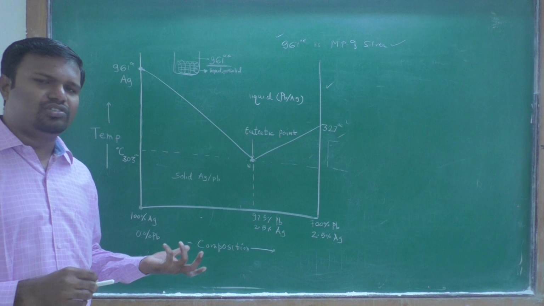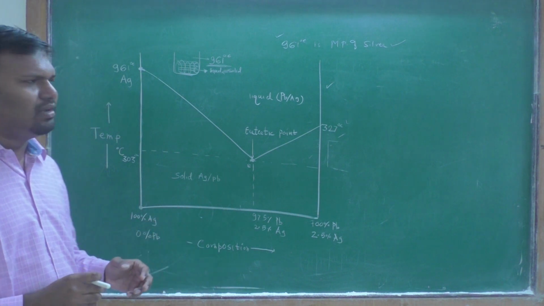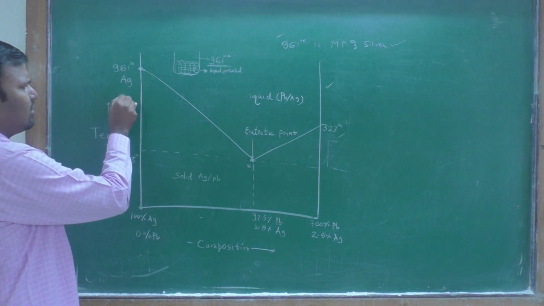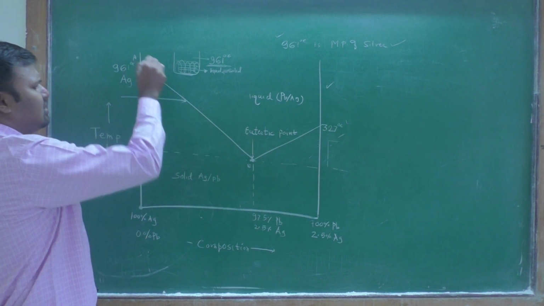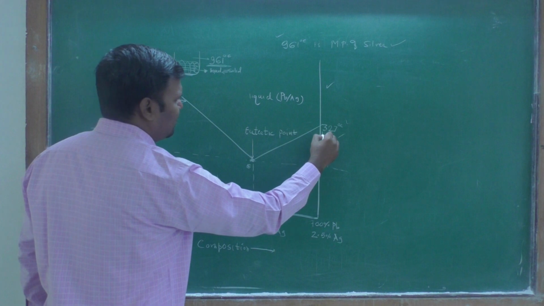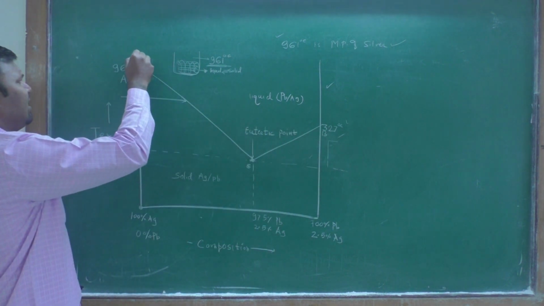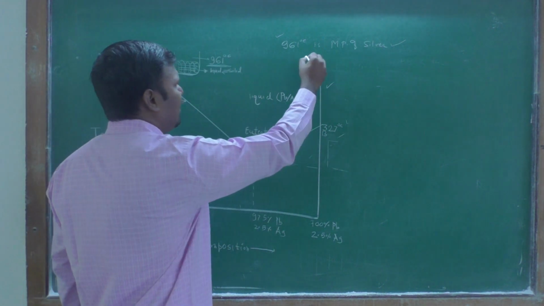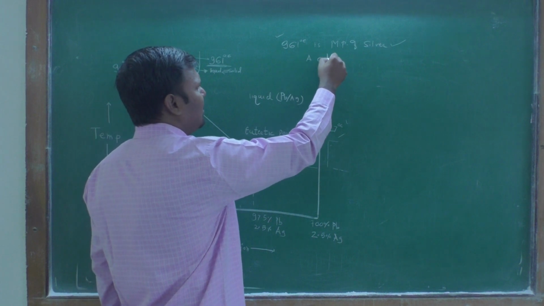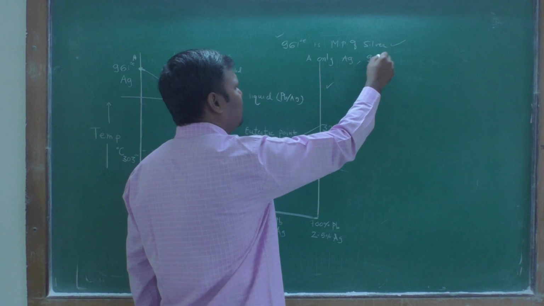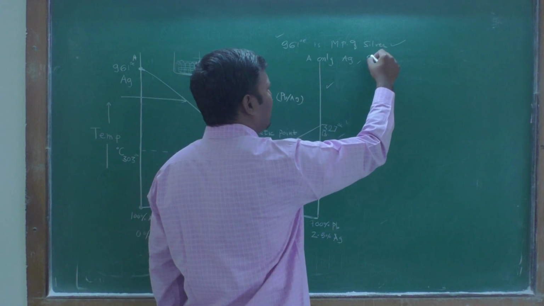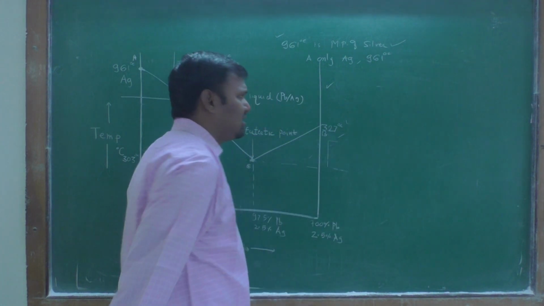Okay, this is also the freezing point, and this is also the melting point. That curve we have given the names A, C, and B. At the point A, only Ag is present, and it melts at 961 degrees Celsius.